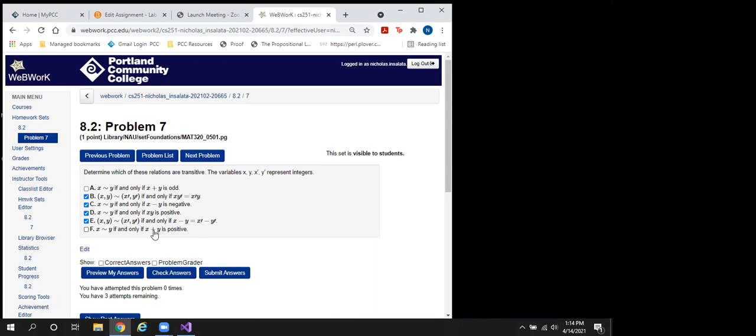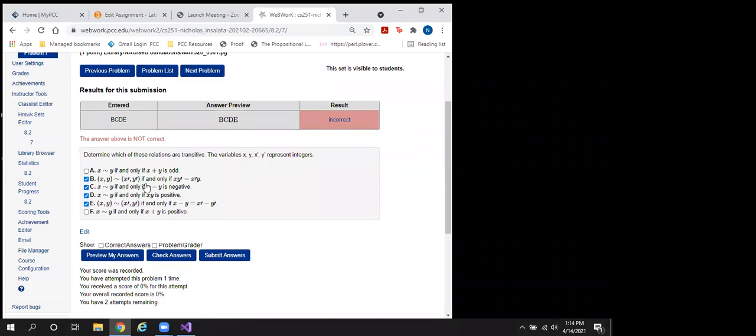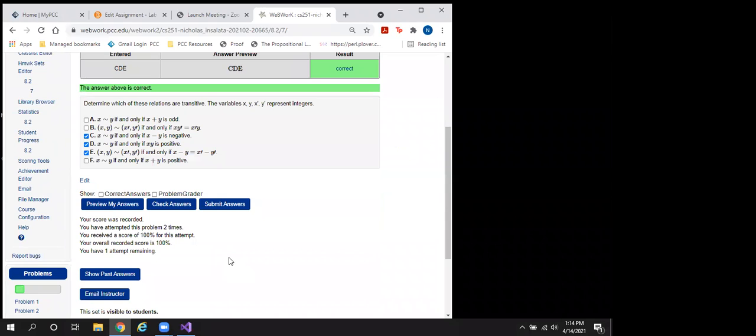Okay, so let's see if we're right. Oh, we missed one. B, C, D, E, incorrect. So maybe it was this B one that was wrong. Let's see. There we go. Turns out B didn't work. And I'll leave that to you guys to figure out why this one was false, even though it was an equality-based relation. Okay, cool.